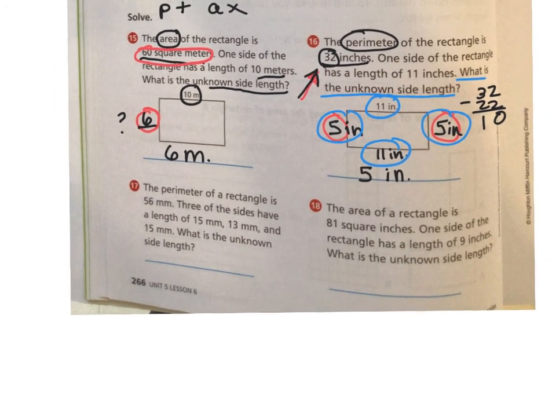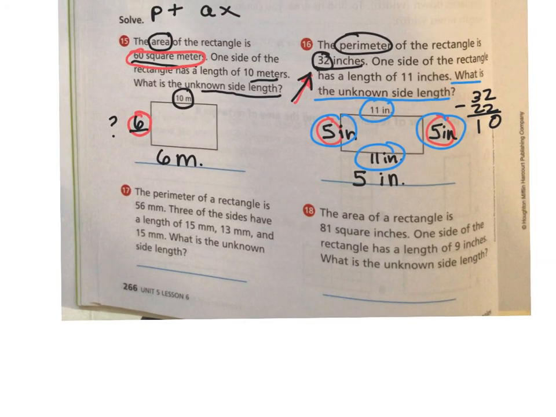Mystery. All right, so I'm going to help you a little bit with the drawing on the next one, okay? And then I want to leave one of those for you to do, okay? So let's look at number 17. I see that it's perimeter again, okay? So I know it's all the sides. The perimeter of a rectangle is 56 millimeters. That's my magic number, okay?